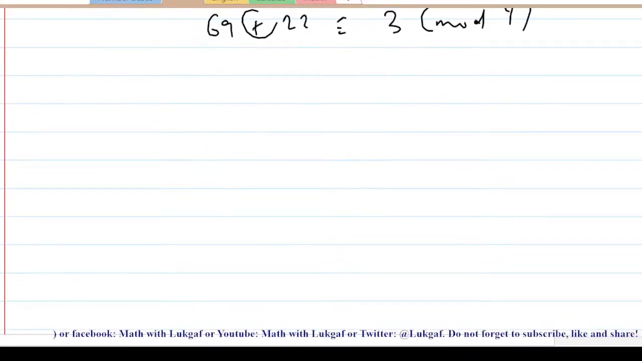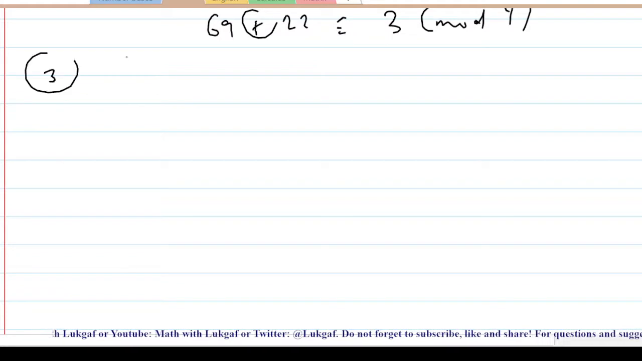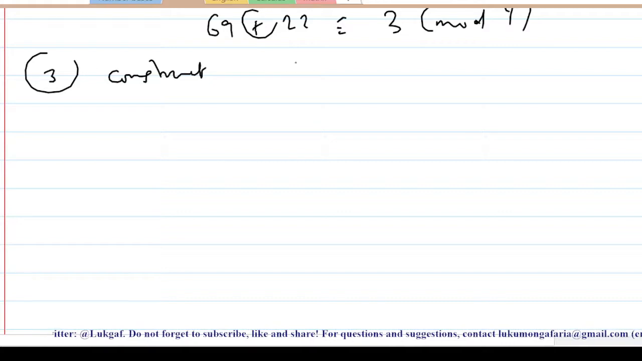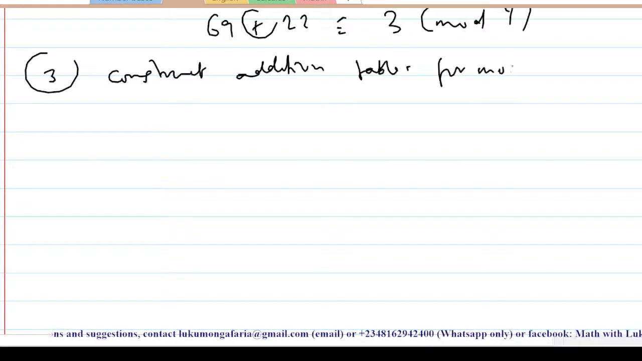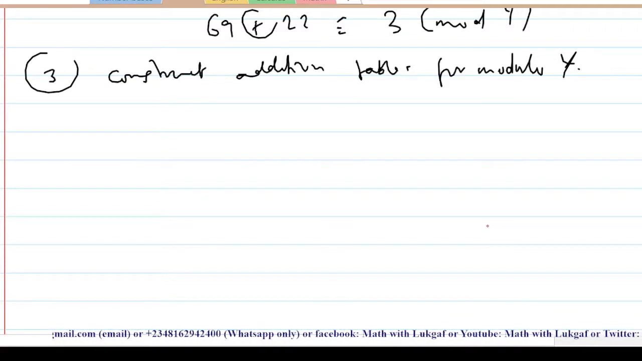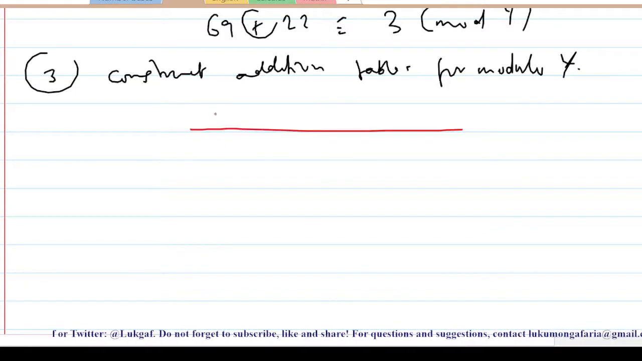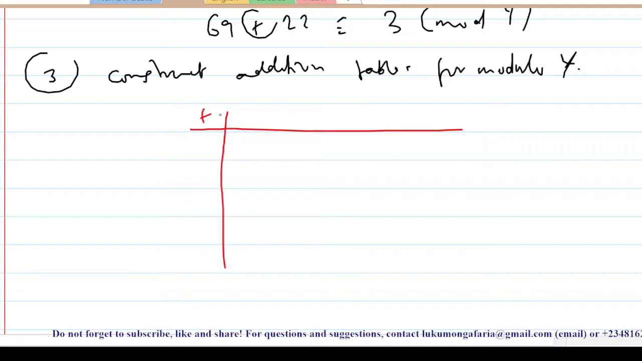But before I proceed, there is another question here. Number 3, construct addition tables for modulo 4. When we say addition table for a particular modulo, I mean it's a set of all possible pairs of addition you can have in such modulo. You understand now? And you can get this by putting your addition here.